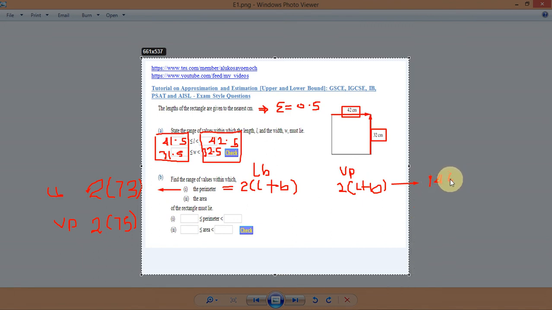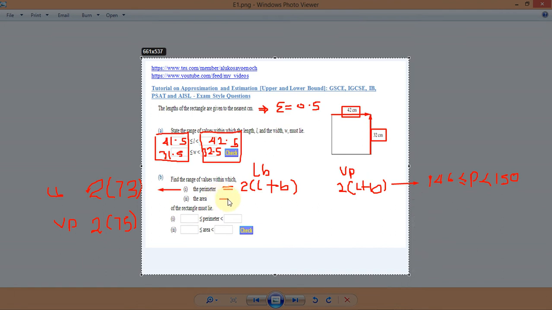146 less than or equal to perimeter, because we are dealing with perimeter now, strictly less than the upper bound, 75 times 2, 150. So 150 will not be inclusive. We can have 146, 147, 148, and 149. That is the range of the perimeter that is possible for this question.